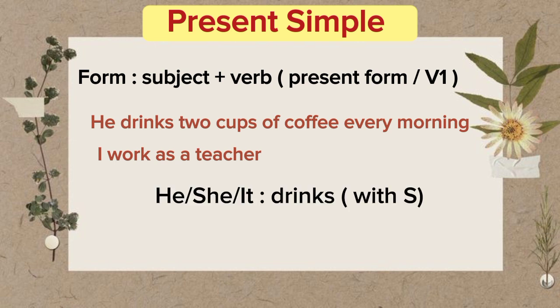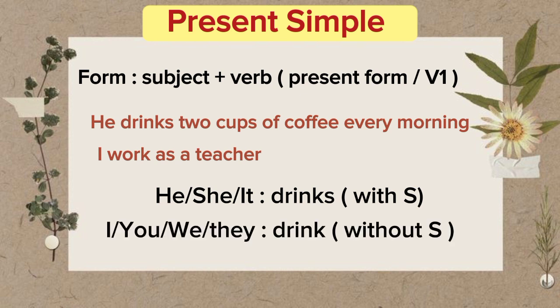In the present simple tense, when the subject is he, she, it, we add an S to the verb. But when the subject is I, we, you, they, we use the verb without an S. That's why we said in the second sentence, I work.